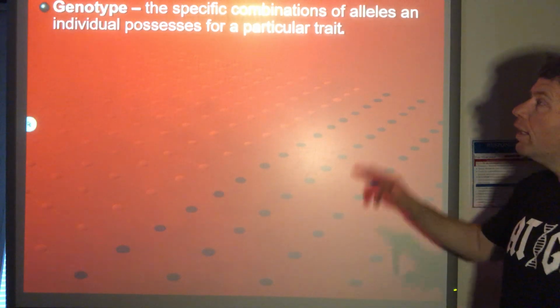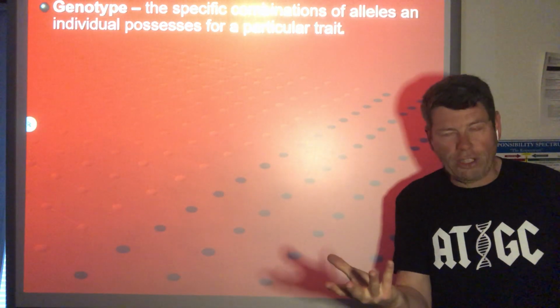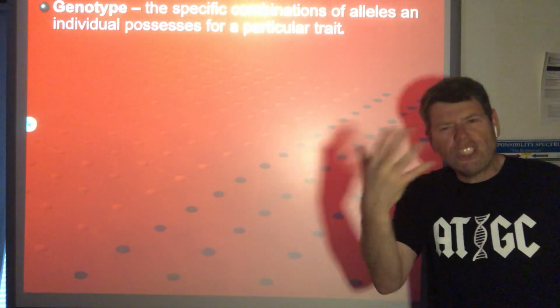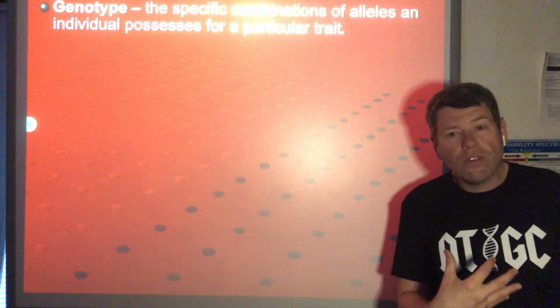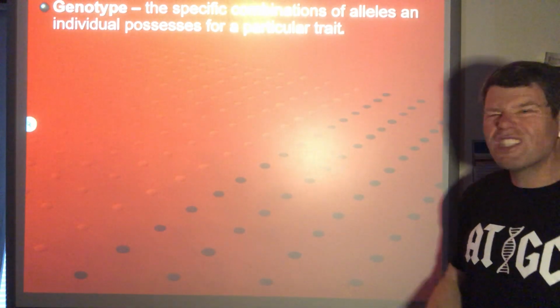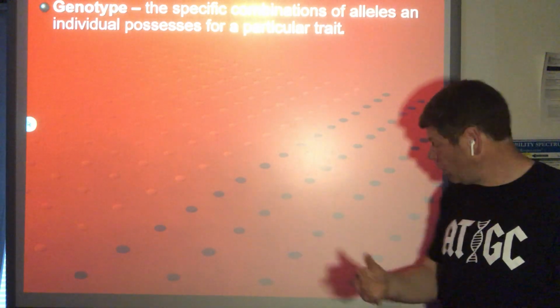All right. Now, we talked about phenotype being the physical expression, the physical observation. I can roll my tongue. But what my genes are, what alleles I carry for that trait, that's expressed as what we call the genotype. So it's the combination of alleles that someone happens to have, okay?